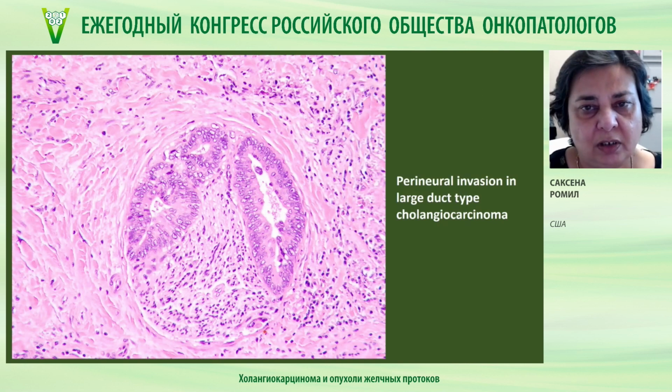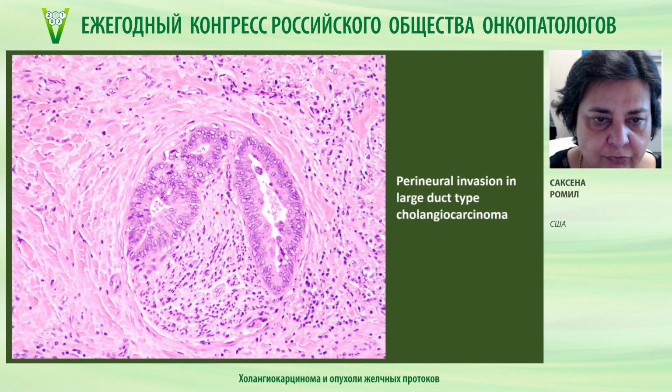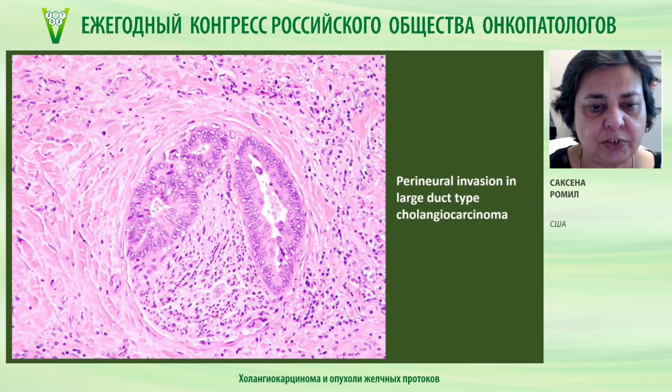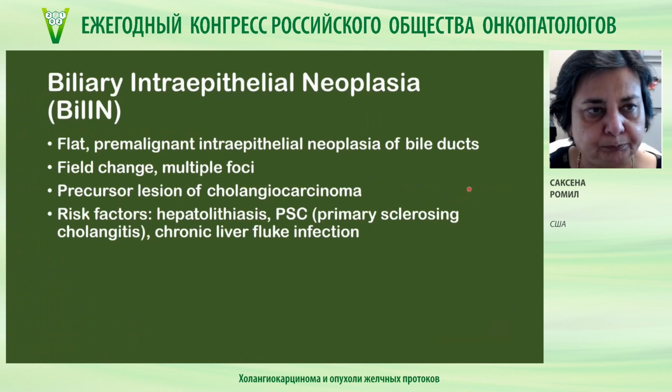Perineural invasion is very frequent and very prominent in large duct cholangiocarcinomas. And you see these two glands that are within this nerve. So here is the nerve tissue, the nerve bundles, and here you have glands that have infiltrated into this nerve, so perineural invasion.